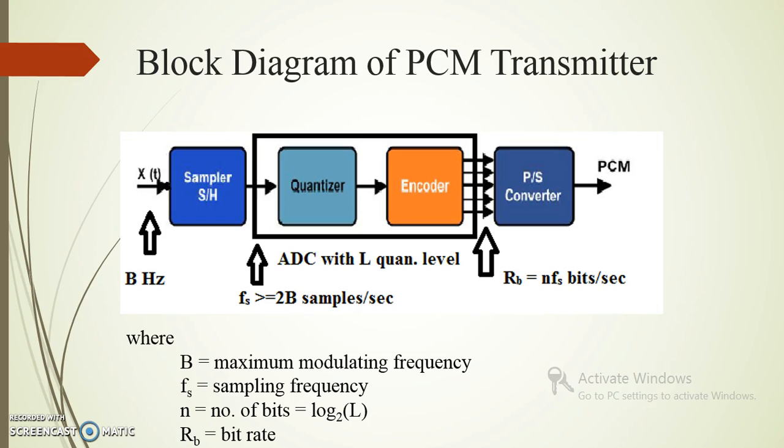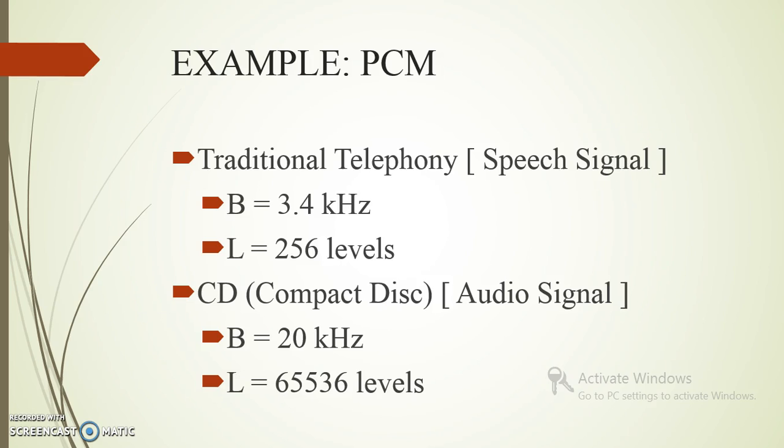Let's take a practical example to understand it. PCM is well known and used in traditional telephony, wherein a speech signal is the input. We know that the human audio range is from 20 Hz to 20 kilohertz, but you need not take 20 kilohertz as the maximum frequency component. For speech, we only require the intelligibility of the signal, not the fidelity. Hence, practically they take the maximum modulating frequency B equal to 3.4 kilohertz and L equal to 256.